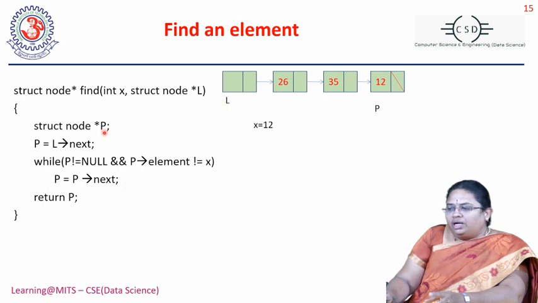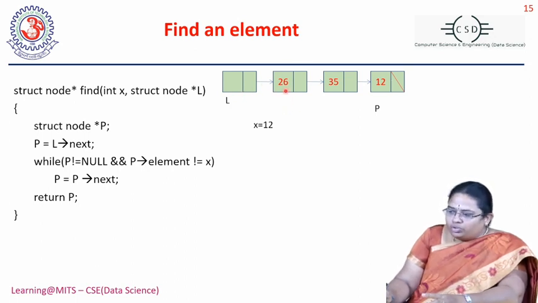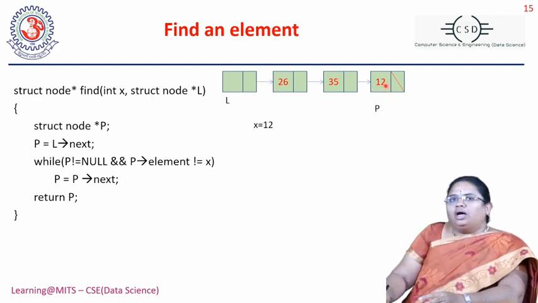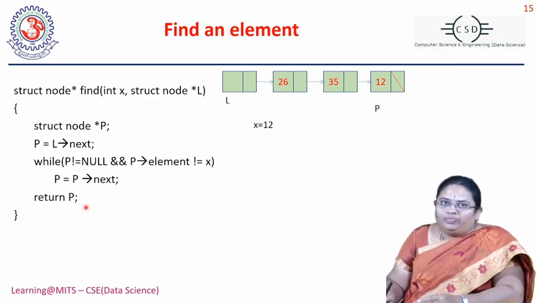So L next will be this node. If it is not equal to null, and its element is not equal to x, it will keep on traversing. So yes, this is not equal to null, so it will have some value. It checks the value, not equal, so it moves to the next position. Again it has some address, and if its element is not equal to x, it keeps on moving. Again p not equal to null, and when p's element equals x, it exits the loop and returns p as the position where the element is found, right?